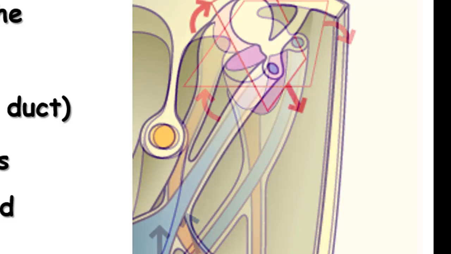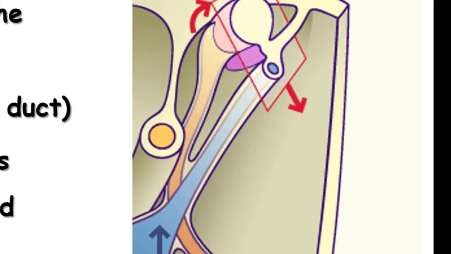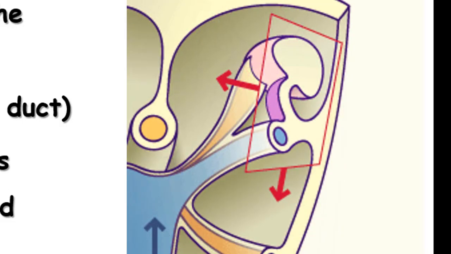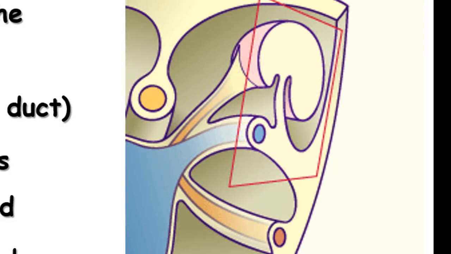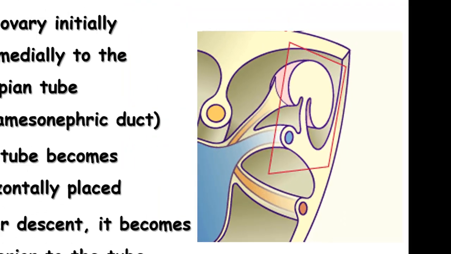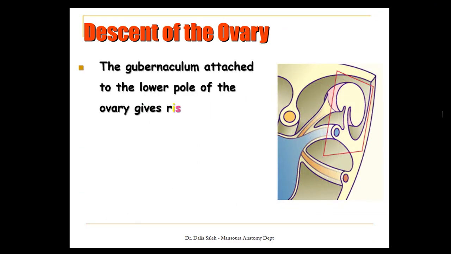Then the tubes displace and become horizontally placed, so they drag the ovary down with them, like this. After the descent of the ovary, now the ovary lies posterior to the fallopian tubes. What happens to the gubernacular ligaments?